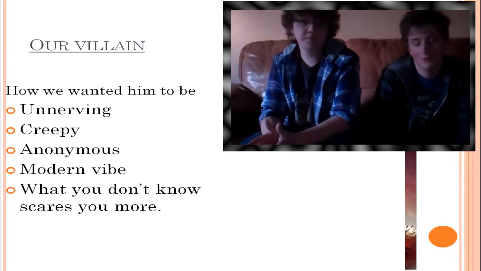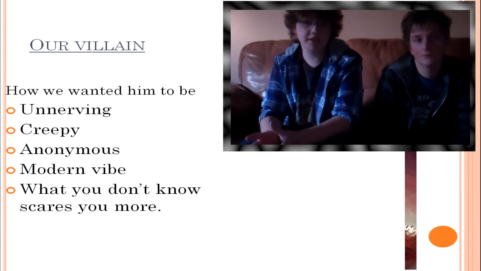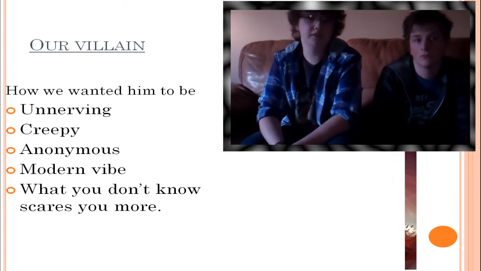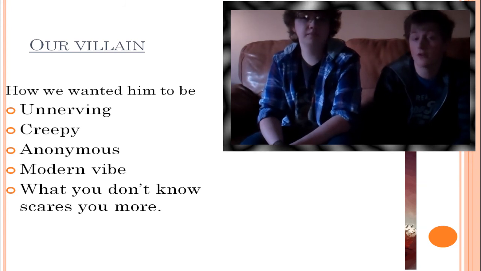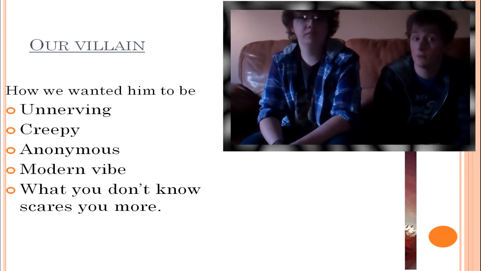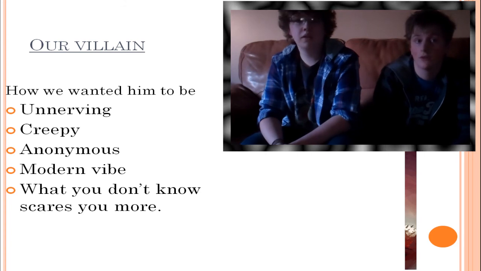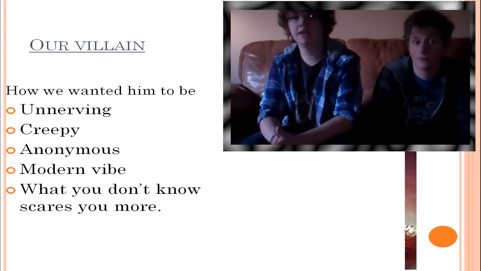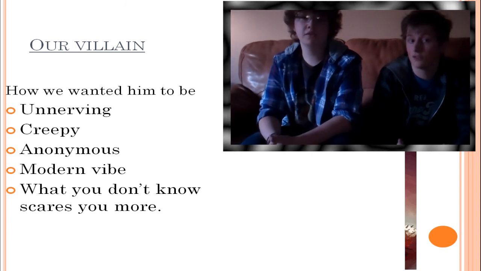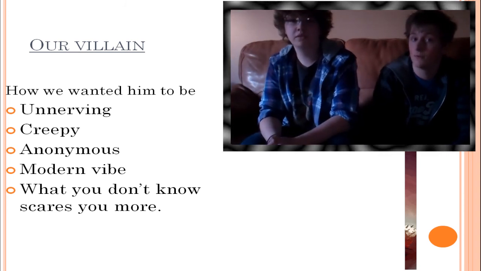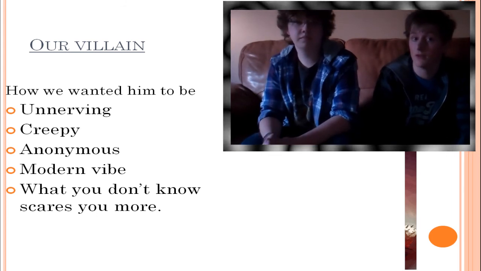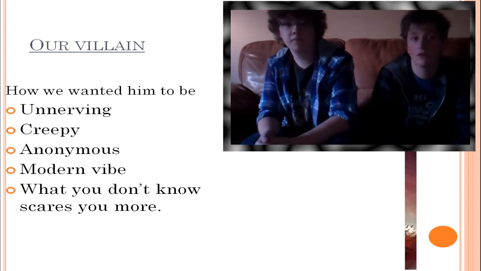So taking this into account, we wanted our villain to follow these media conventions, but yet we wanted to create our own new villain. So we went about trying to modernise our villain, but yet keep a very typical scary character. Typically, scary characters will be someone who is unnerving, creepy and anonymous. For example, Jason Voorhees from Friday the 13th Part 2 has a mask, and Michael Myers from the film Halloween has also got a mask.